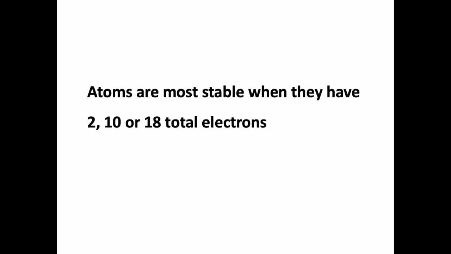Now, if you take a chemistry class, you will understand why the following statement is true, but in an introductory biology class, I don't want to get bogged down in the details here. I'm just going to make this statement, and trust me, there's a reason behind this. Atoms are most stable when they have specific numbers of total electrons. Those special numbers that we care about in biology are 2, 10, and 18 total electrons.